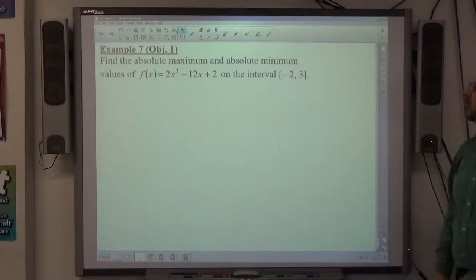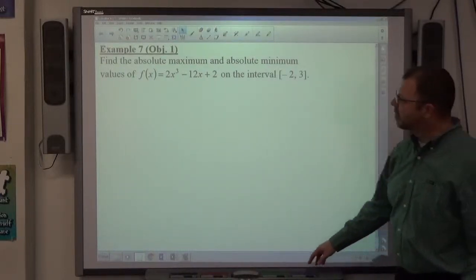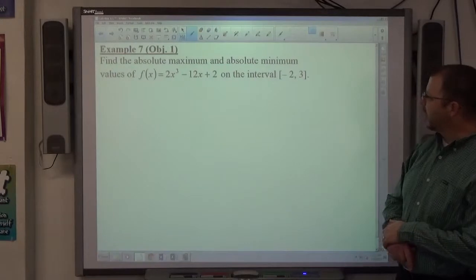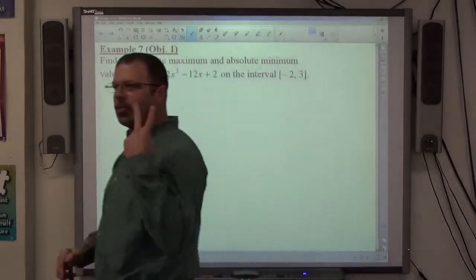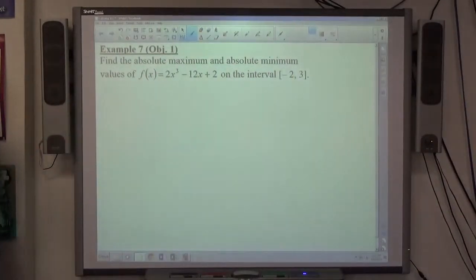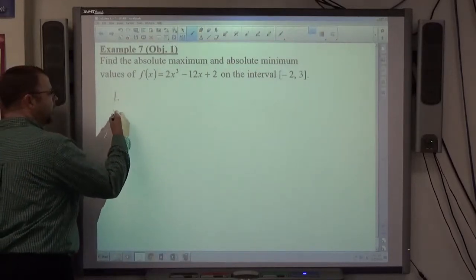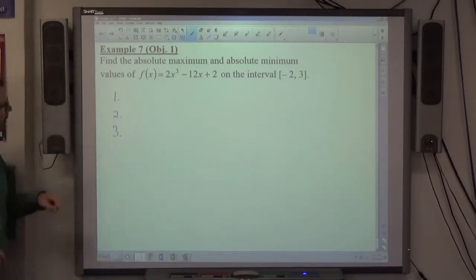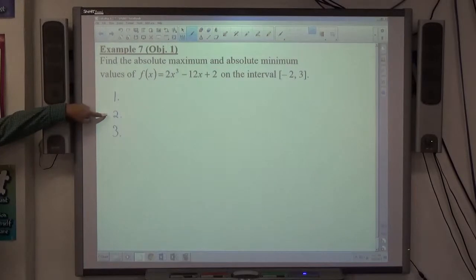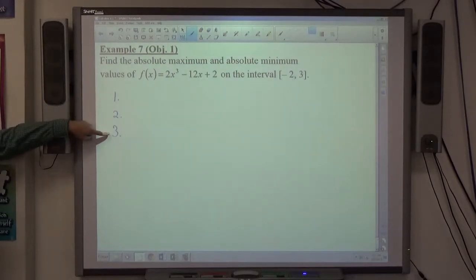All right, example 7. Find the absolute maximum and absolute minimum values of f(x) = 2x³ − 12x + 2 on the interval [−2, 3]. We have a two-step process here. Number 1, find all your critical numbers. The three-step criteria for critical numbers that we learned yesterday is: derivative equals 0, derivative is undefined, endpoints of an interval.